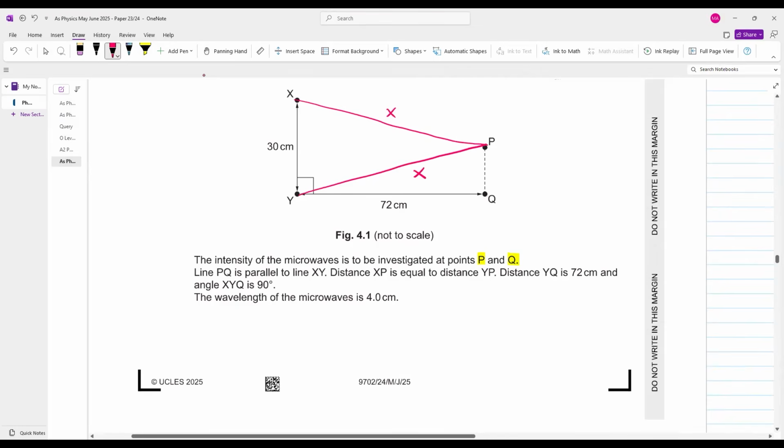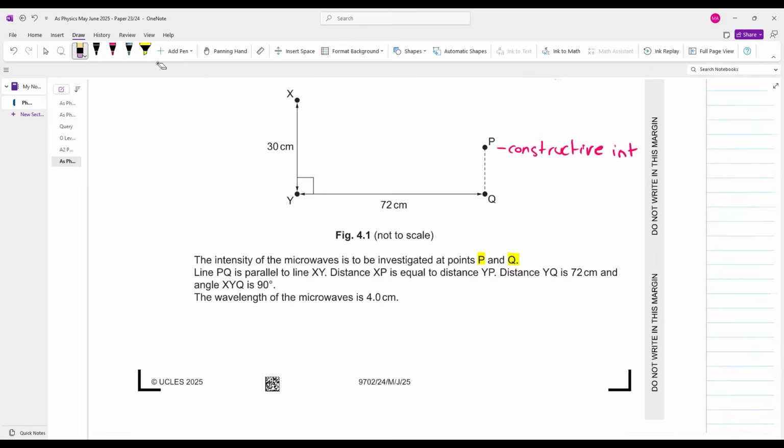If both the distances are same, इस पॉइंट पे क्या होगी? कंस्ट्रक्टिव इंटरफेरेंस. If both the distances are same, the path difference will become 0 lambda. Here you will have constructive interference. ठीक है, इसको erase कर देते हैं. Just leave this.